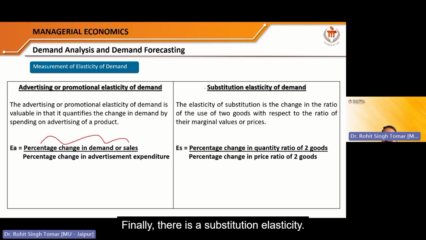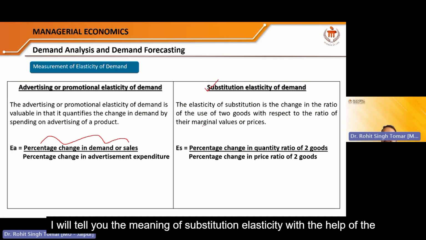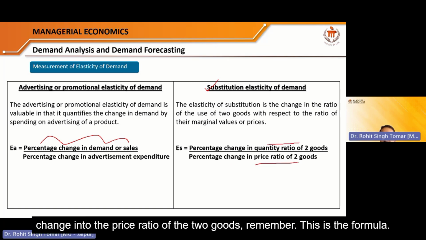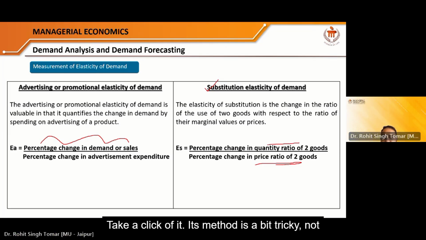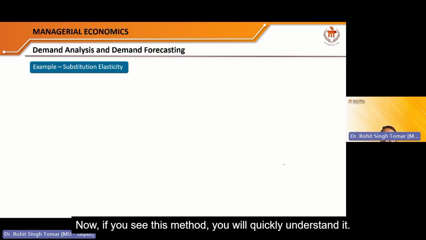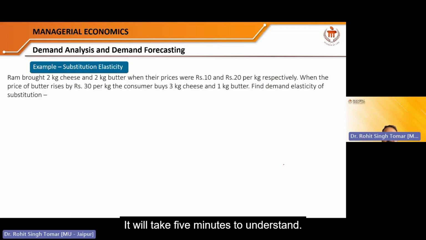Finally, there is substitution elasticity. I will tell you the meaning of substitution elasticity with the help of an example. Its formula is the percentage change in the quantity ratio of two goods divided by the percentage change in the price ratio of the two goods. Remember, this is the formula. Take a screenshot of it. Its method is a bit tricky, not very difficult, but a bit tricky. Just take a note of it. Now, if you see this method, you will quickly understand it.